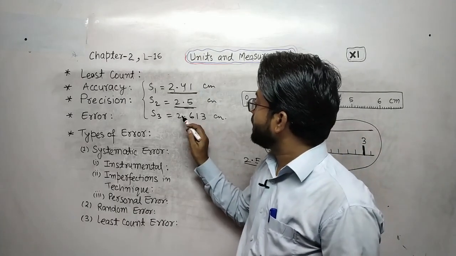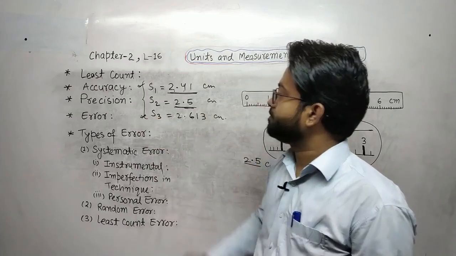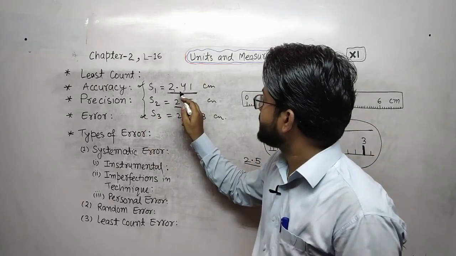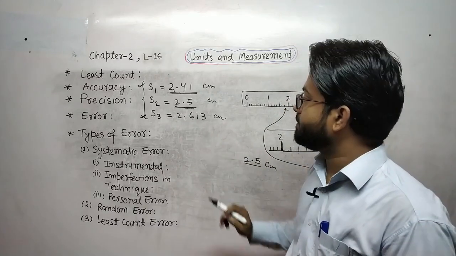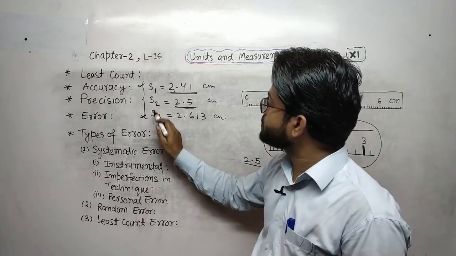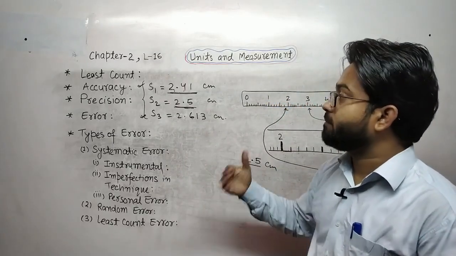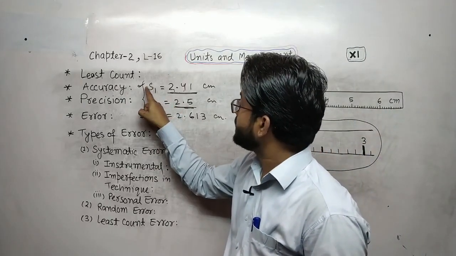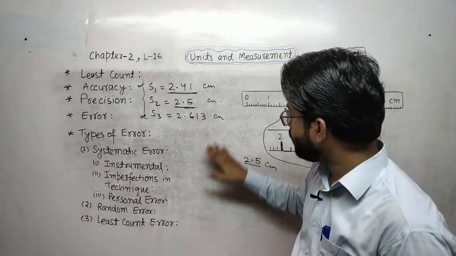Okay, in comparison of S1 and S3, we will see that this has 2 decimal places, but this has 3 decimal places. That means S3 is more precise than S1. But if you talk about the accuracy, S1 is less accurate than S2. Hope you are getting.